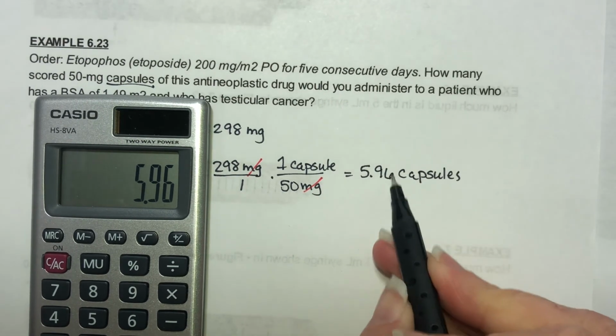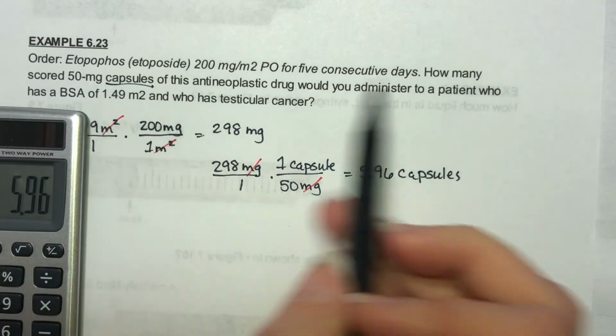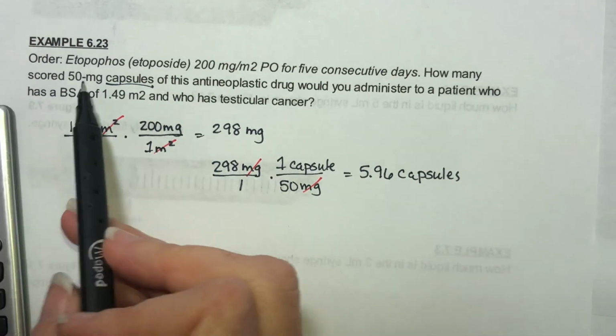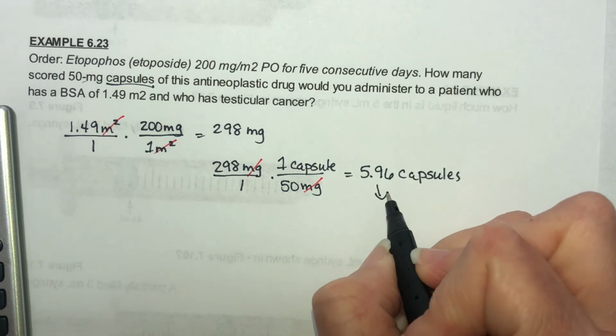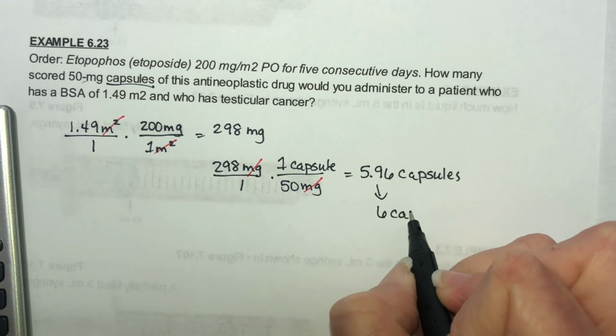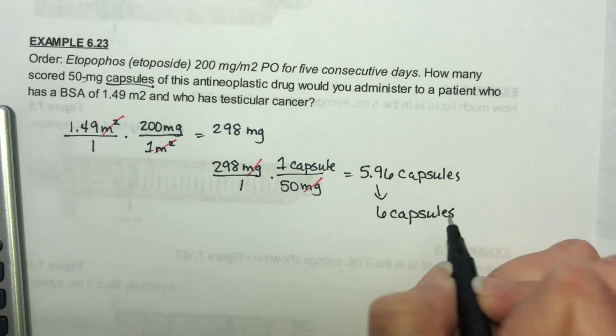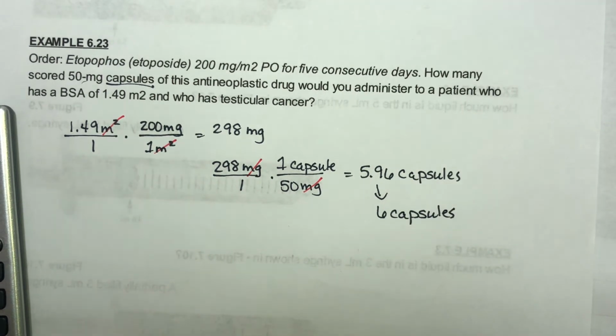Now, obviously, this is a scored drug. You could split it in half, but that's not half. So really, this is just 6 capsules. Okay, that's the end of chapter 6.